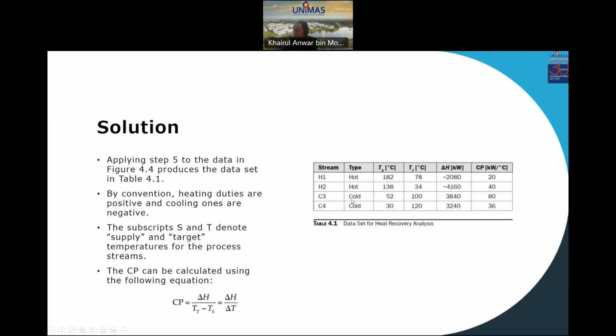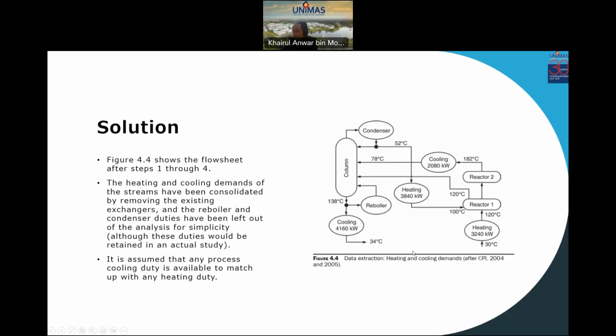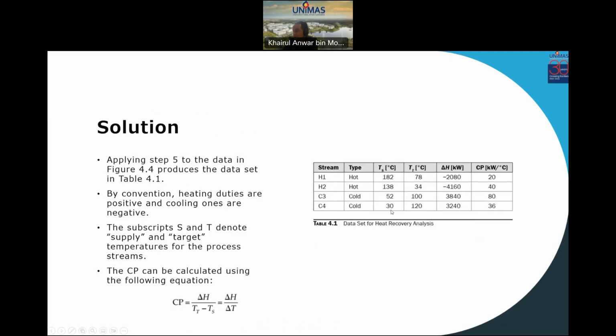So how about the C3 condenser? For C3, at reactor 1, temperature TS is 30, T target is 120. So it's cold. For type hot, the TS is normally higher than TT. For cold, TS is lower than T target. So it's positive and CP is 36.